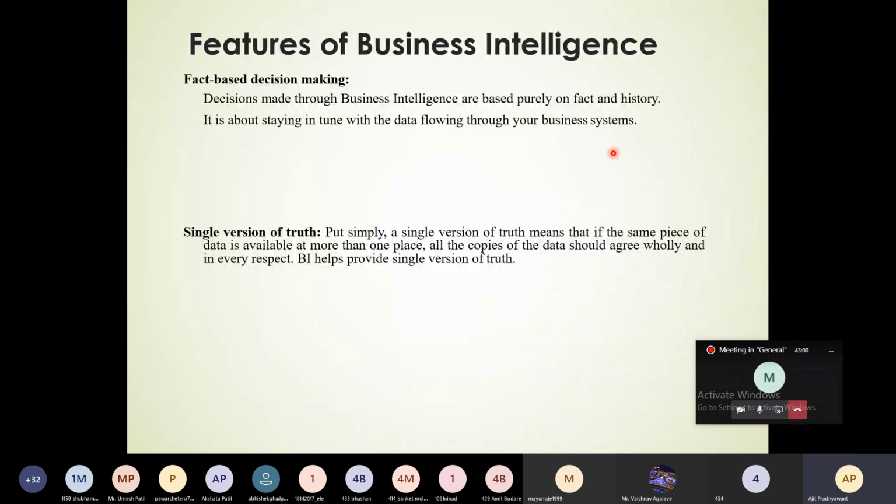Next is single version of truth. Put simply, a single version of truth means that if the same piece of data is available in more than one place, copies of the data should agree wholly and in every respect. So data present in different locations having the same meaning is called single version of truth. So BI helps provide a single version of truth.